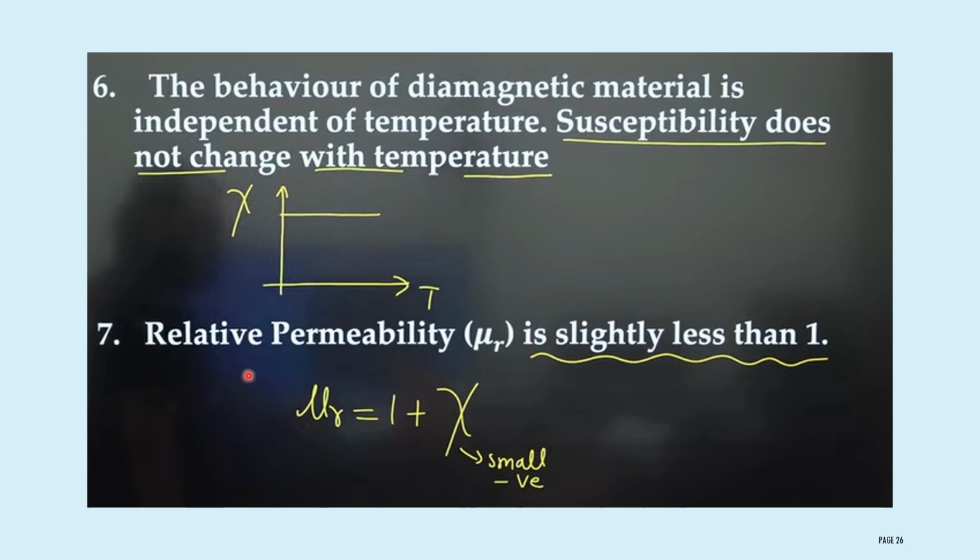Seventh property, relative permeability mu r is slightly less than 1. You know the formula, relative permeability mu r will be equal to 1 plus zeta. Already you know the zeta value is slightly negative, so 1 minus a small value gives a value less than 1. Therefore, relative permeability mu r will be slightly less than 1.